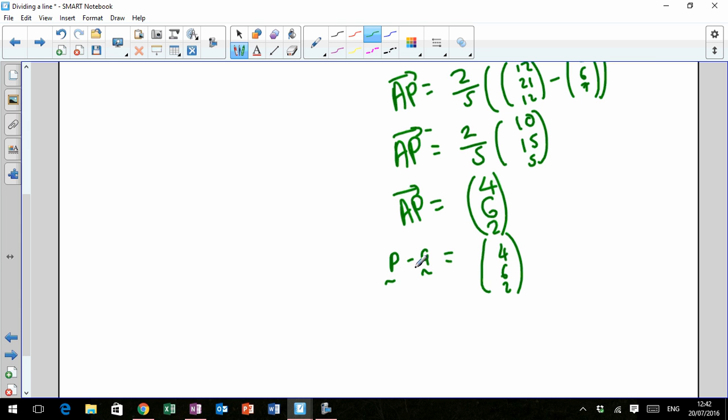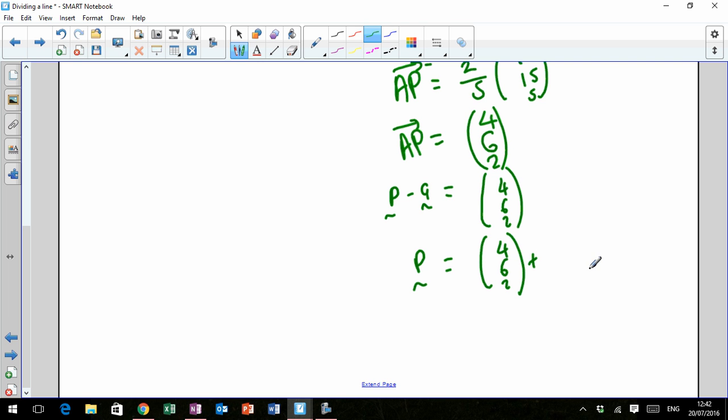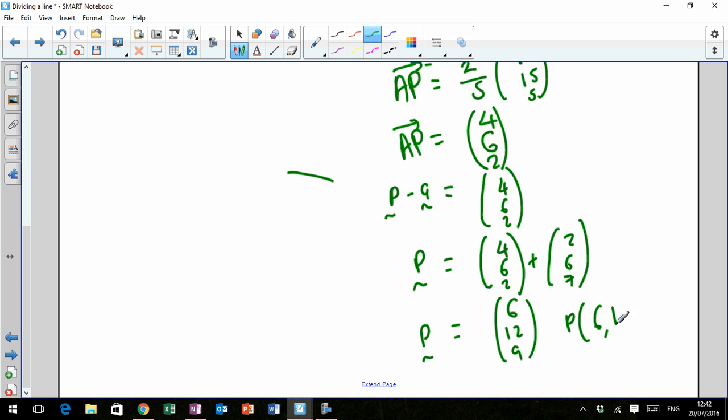So to be left with P, I need to add on A to both sides. So I'm going to do 4, 6, 2, add A, and A, the position vector, was 2, 6, 7. So it's 2, 6, 7. So the position vector P is 6, 12, 9. So the coordinate P is 6, 12, 9.